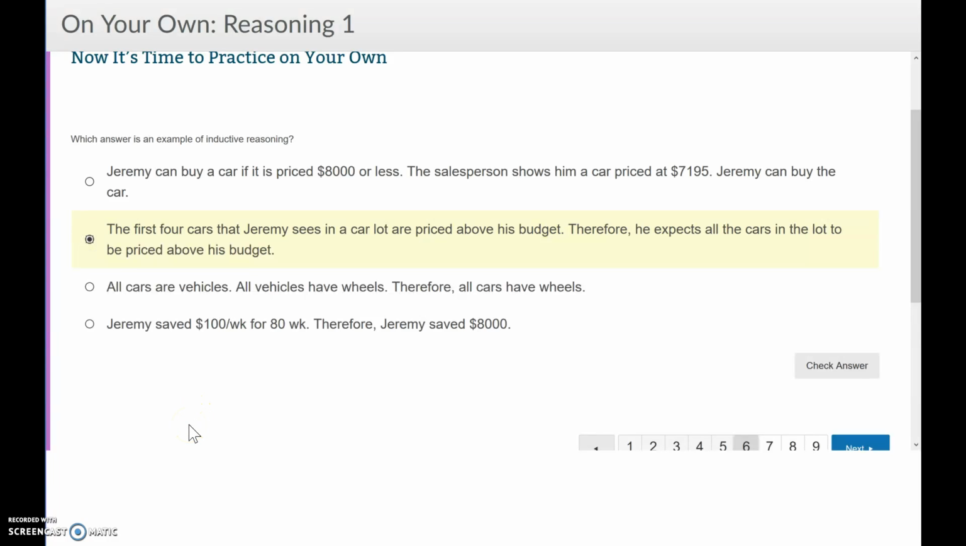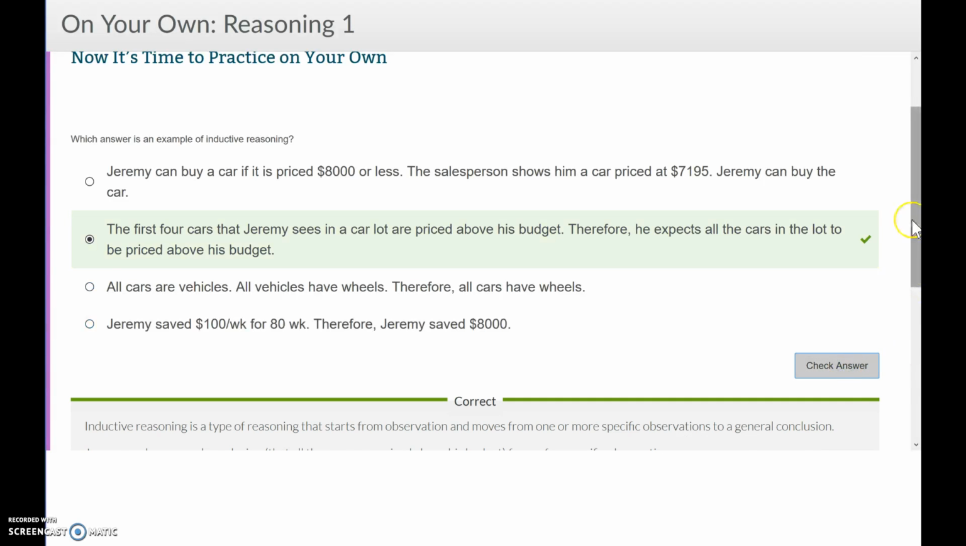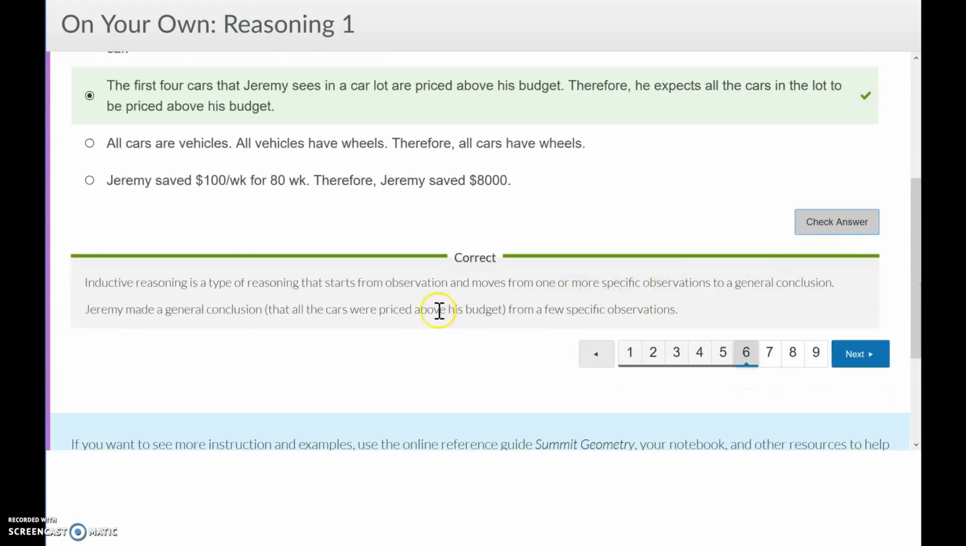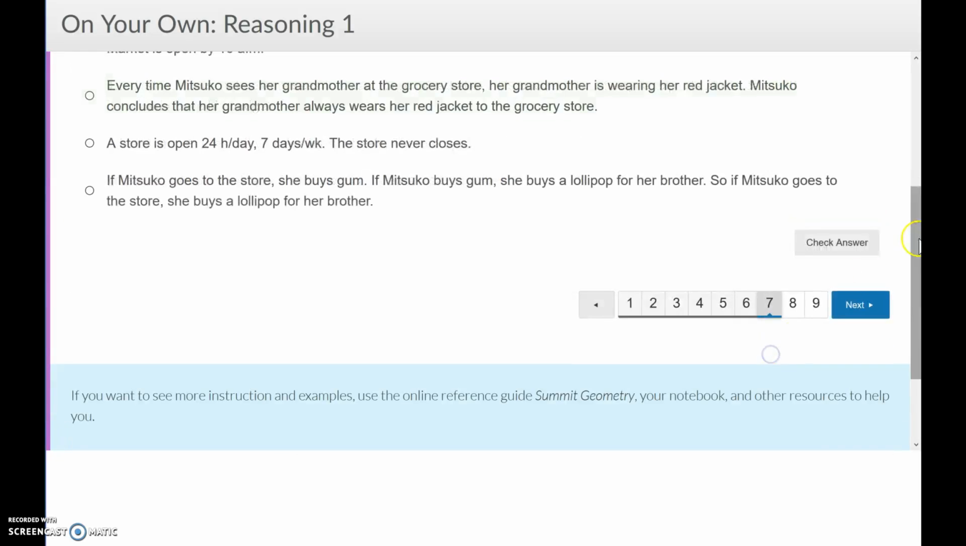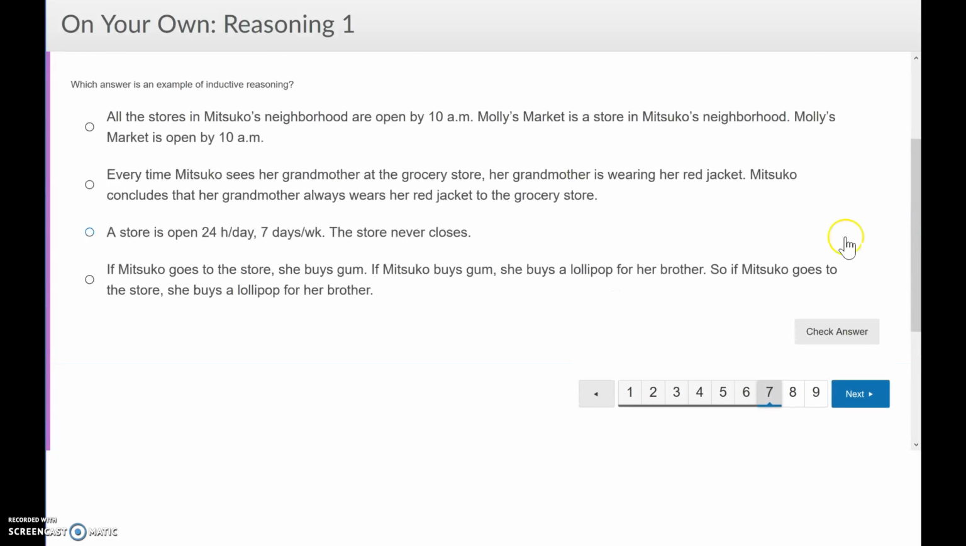All cars are vehicles. All vehicles have wheels. Therefore, all cars have wheels. That's more deductive. And this is more deductive too. He makes $100 a week for 80 weeks. He has $8,000. Let's see if we got it right. From observations. All right.